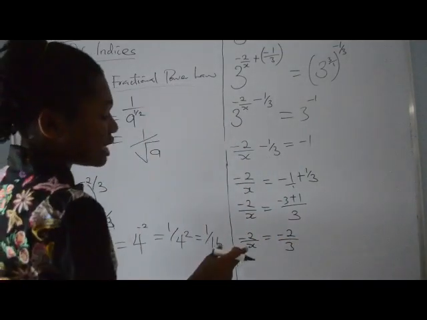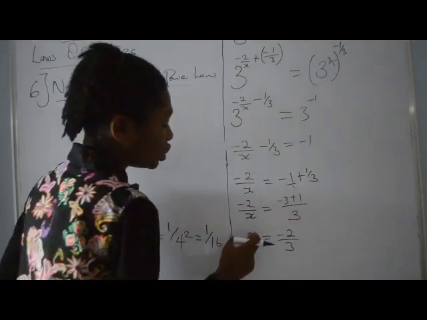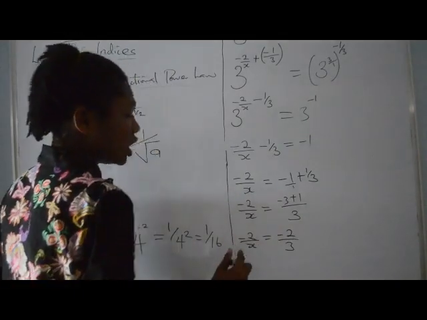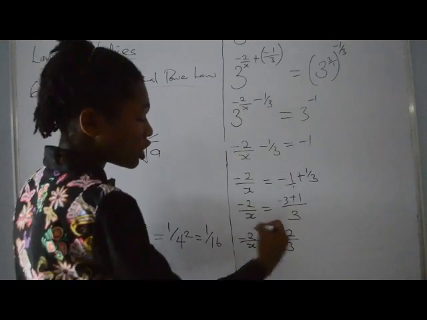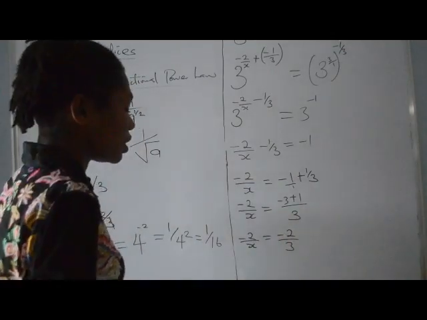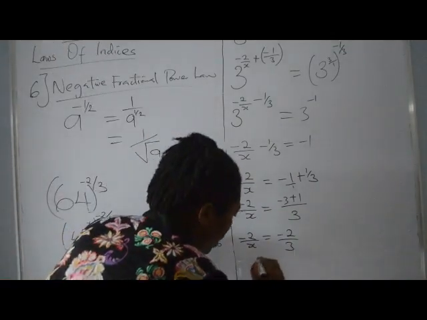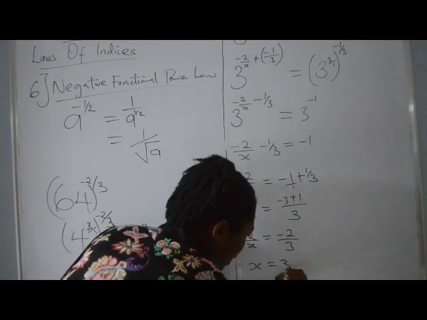Now as you can see, the numerators are both the same: minus 2 and minus 2. Therefore, we can equate our x to 3. But if you wish, you can also cross multiply and then divide. The answer will still be the same. But simply, since the numerators are the same, I'm going to be equating my x to 3.